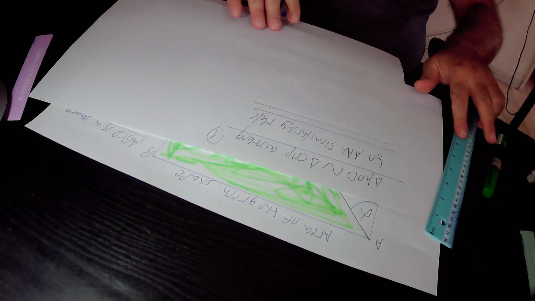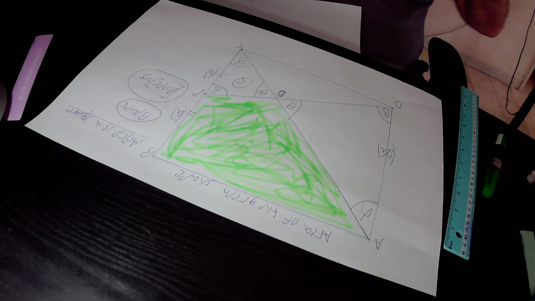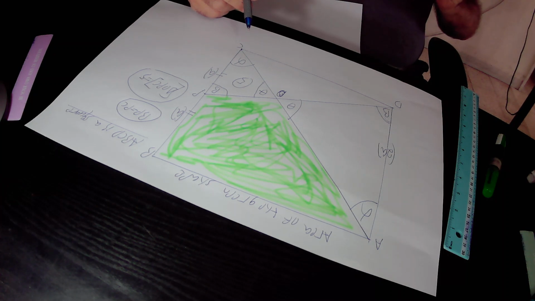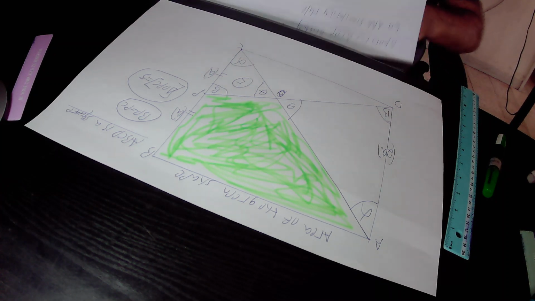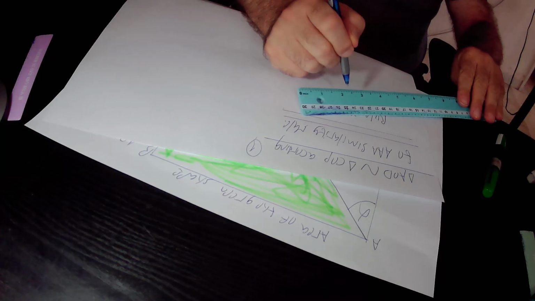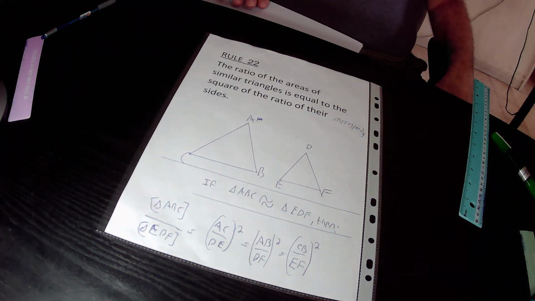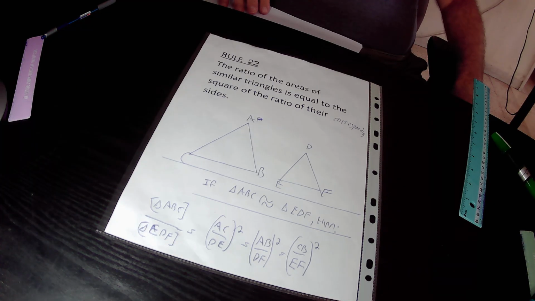So in the next step I will present to you a new rule that relates to two similar triangles, and we will implement the new rule in our two similar triangles, triangle AOD and triangle POC. The new rule is rule 22. So according to rule 22, the ratio of the areas of similar triangles is equal to the square of the ratio of their corresponding sides.